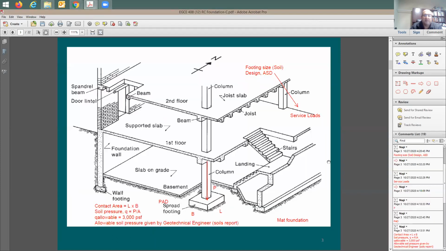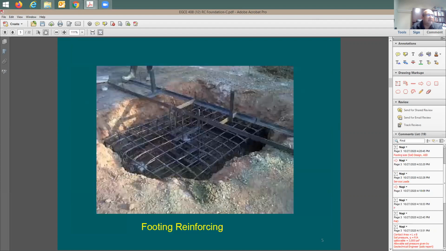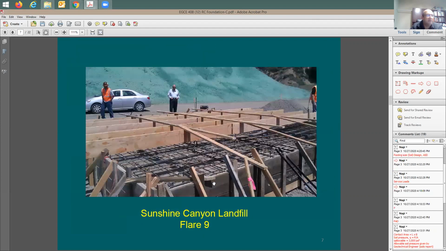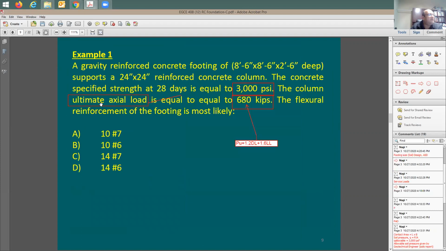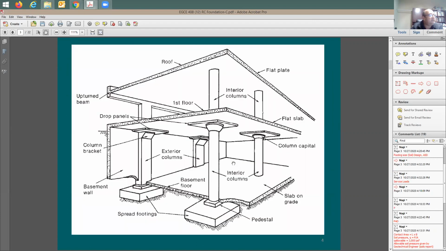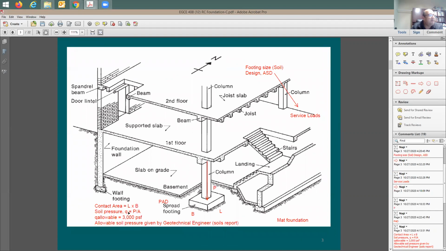Again, a reminder: if you are sizing the footing, you do ASD, which means that you use service load. When you're doing the reinforcing, you need to use ultimate load. The good thing is it says here the ultimate load. Now, how much is the pressure below the footing? According to what you said here, this pressure is going to be Q equals P divided by A at the surface level.